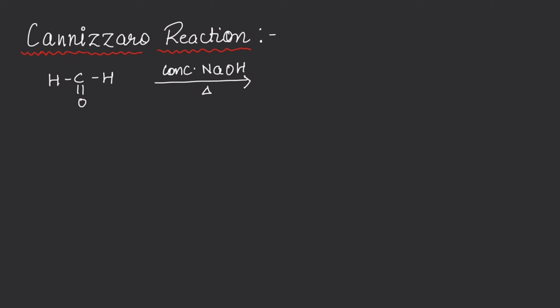After the reaction, we can make an alcohol as well as a salt. The salt of an acid is formed, like sodium formate, and this alcohol may be formed in this reaction.